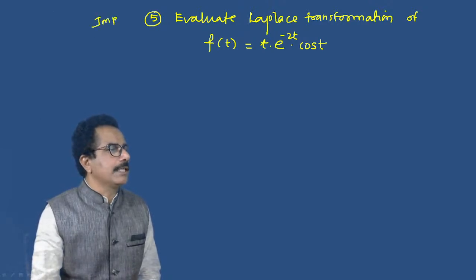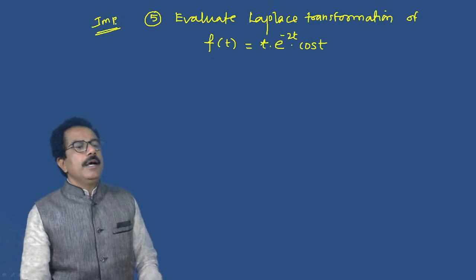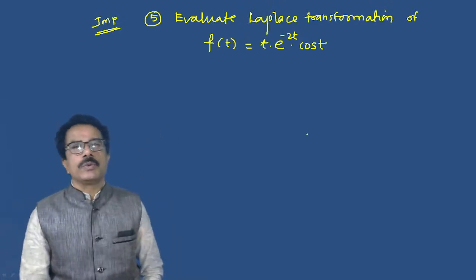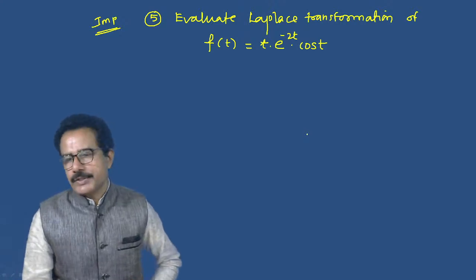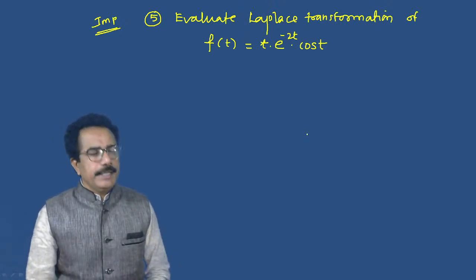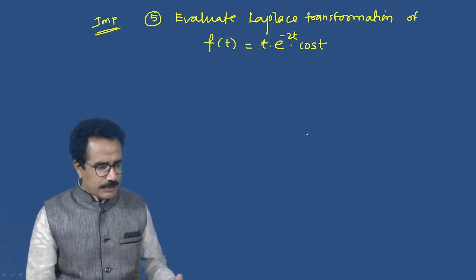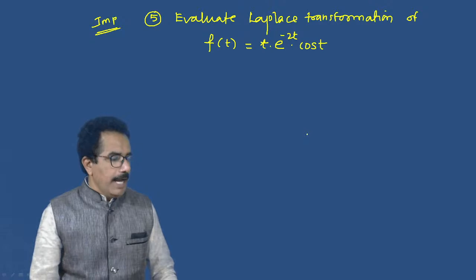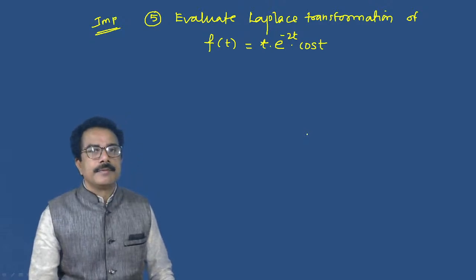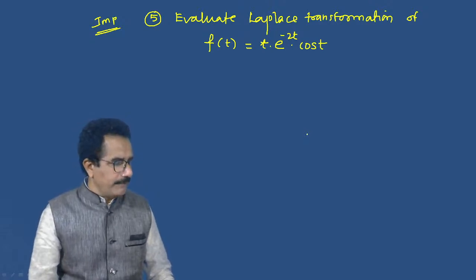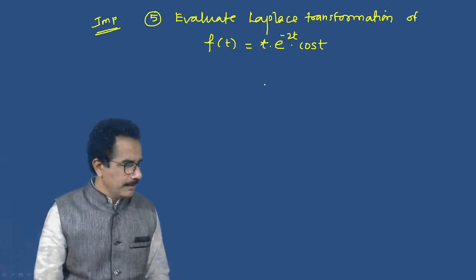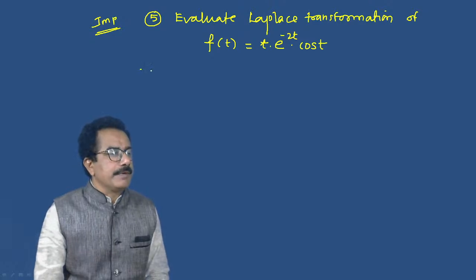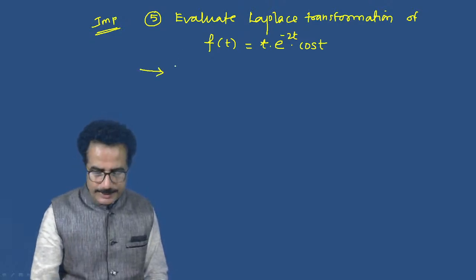We have to evaluate the Laplace transformation of f of t is equal to t into e raised to minus 2 t into cos t. Now our aim is to solve the Laplace transformation of this function. Actually, we know what the Laplace transformation of cos t is. Actually, we have to calculate the Laplace transformation. See this, proof or solution.